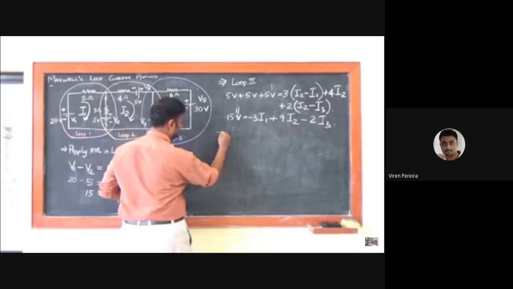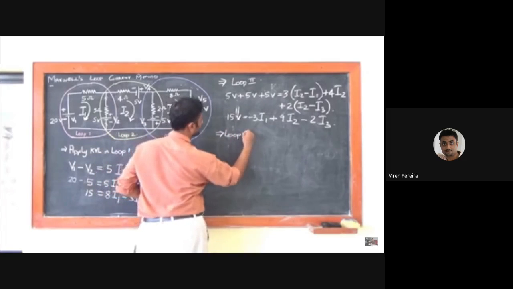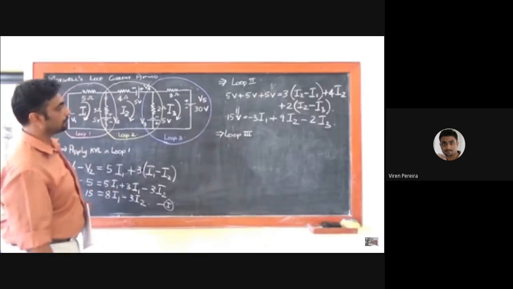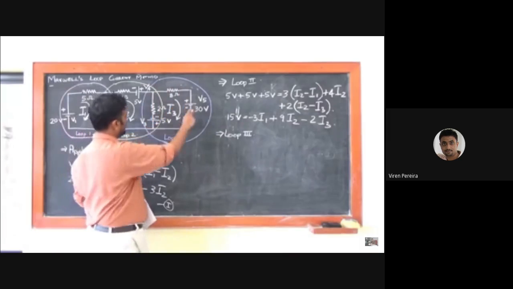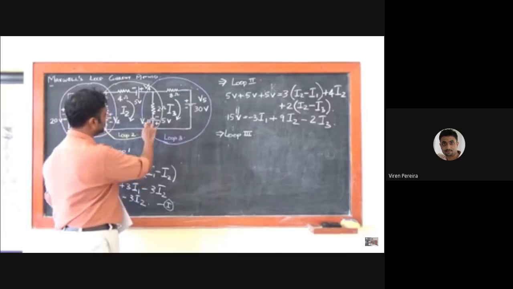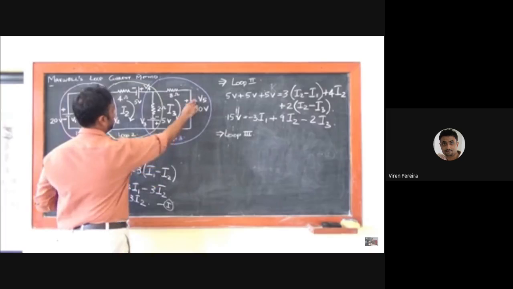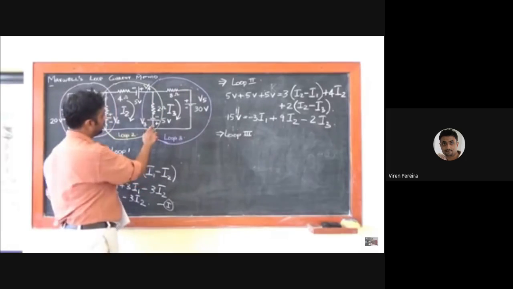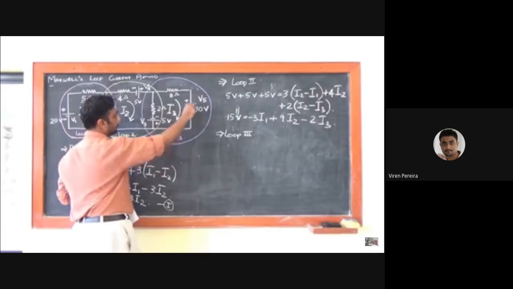In the same way, we will go for loop 3. Now, in loop 3, again, as I told you, the same logic follows. First, I will see the number of voltage sources. So, how many voltage sources? I have V3 and I have V5 inside this particular loop. Now, what is the direction? From positive to negative. So it is moving in this direction.